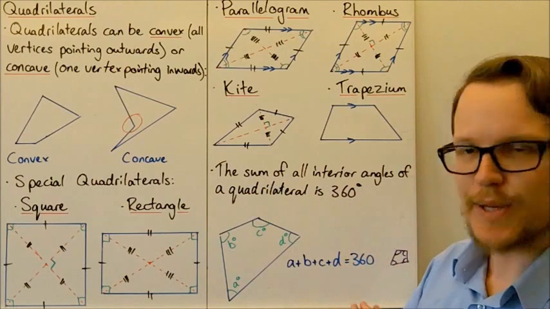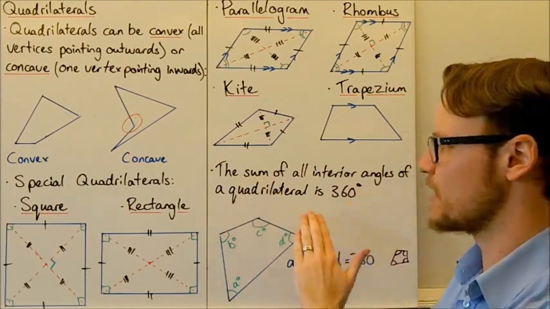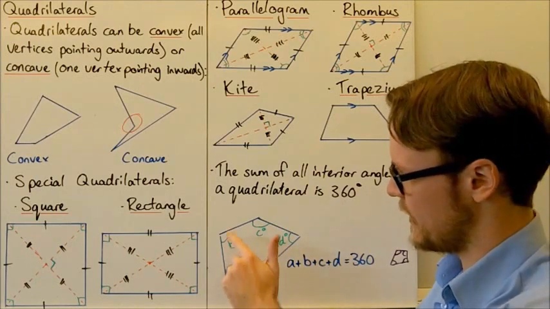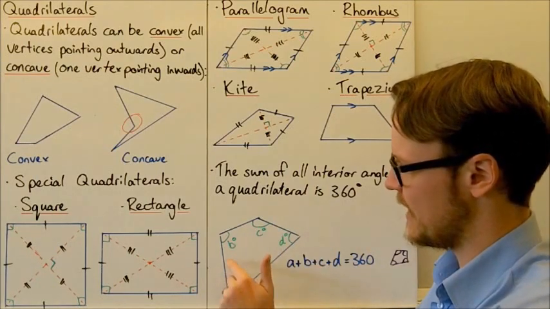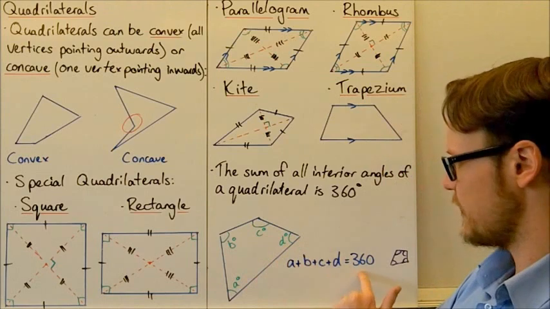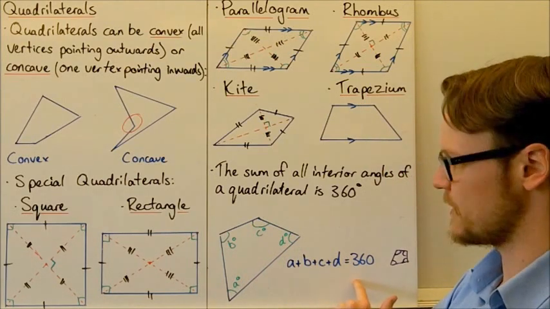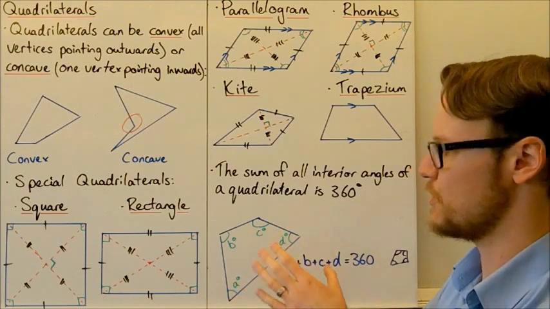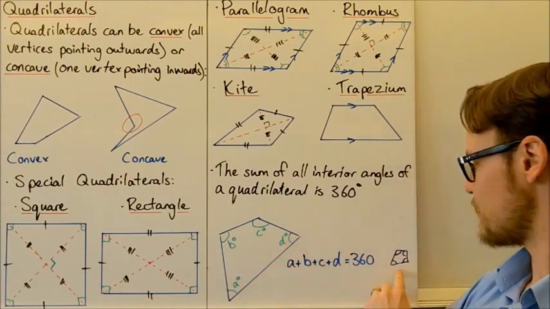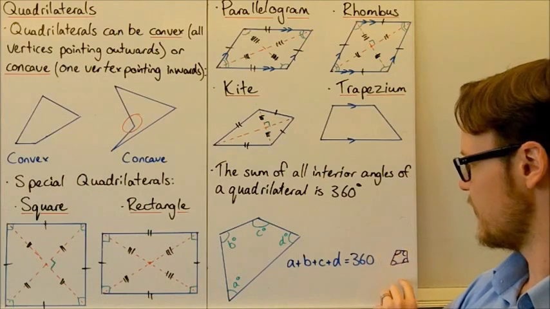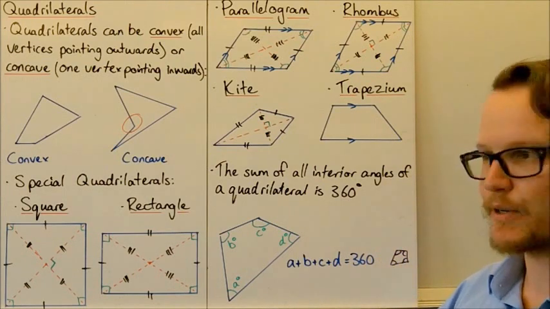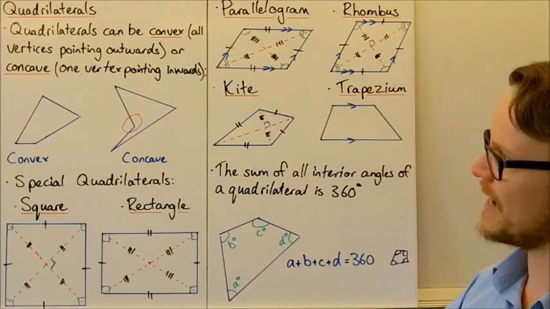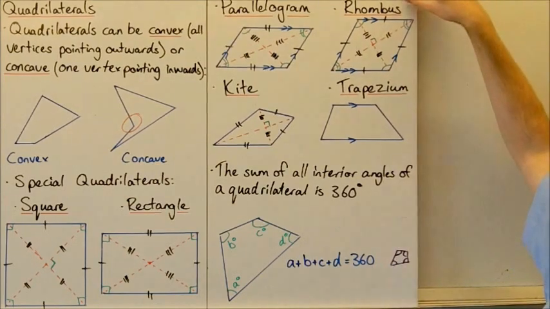With any quadrilateral, however, the sum of all the interior angles is 360 degrees. So if I was to have our quadrilateral here, and I was to add A plus B plus C plus D, that would all equal 360 degrees. If we want to use that fact to solve a problem, then we can use a coded reason like this that shows a quadrilateral and all of the interior angles of the quadrilateral. So that all of those interior angles add to 360 degrees.